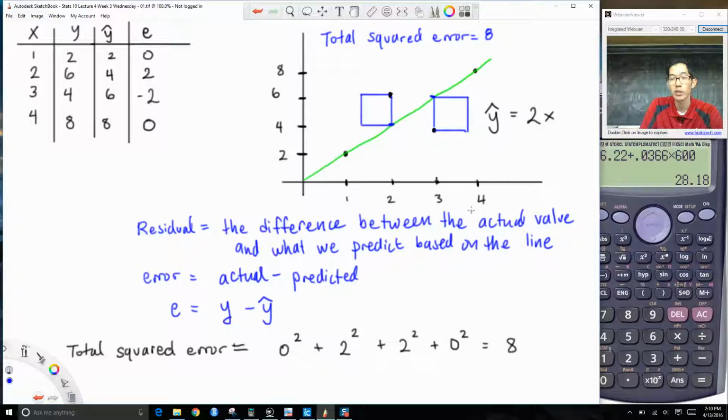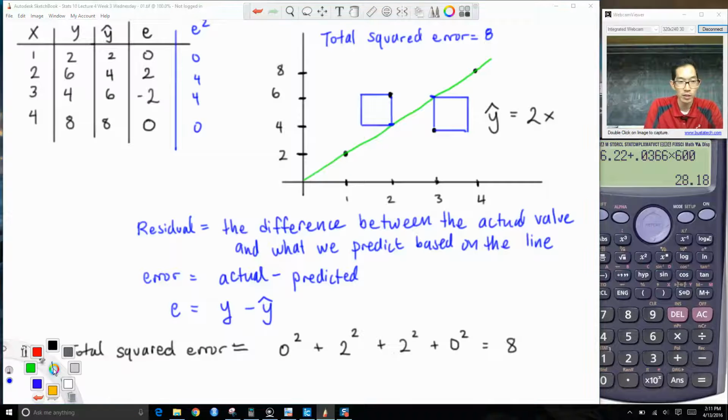Okay, all right, and I just want to make sure that this concept of total squared error is okay with everybody. Because I'm just taking the error column and I'm just squaring it. I mean, if I wanted to, I could have e squared is 0, 4, 4, and 0, right? Okay, so far so good? All right, can I flip to the next slide? Sure.